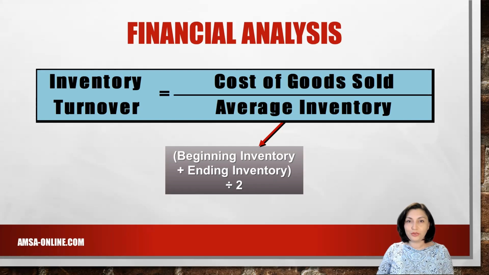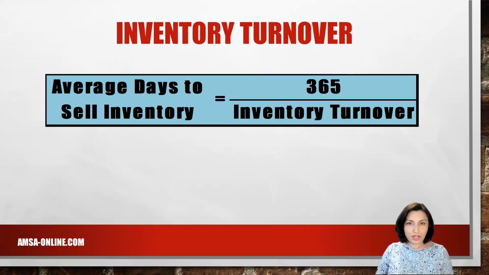The inventory turnover ratio indicates how many times during the year the company can sell the amount of its average inventory. Note that the higher this rate, the more quickly the company sells its inventory and the more money it makes. The average number of days to sell inventory ratio measures how many days on average it takes to sell inventory. It is calculated as the number of days in the year divided by inventory turnover.